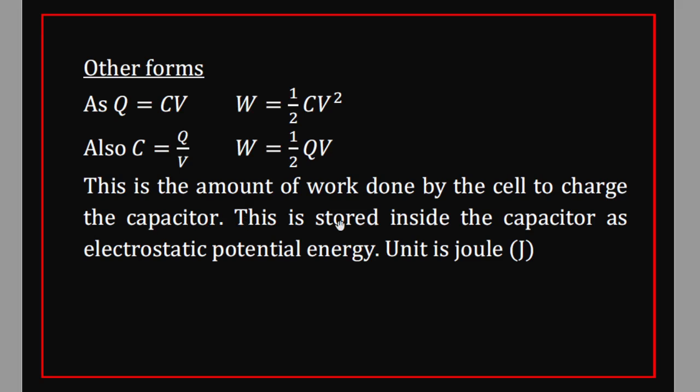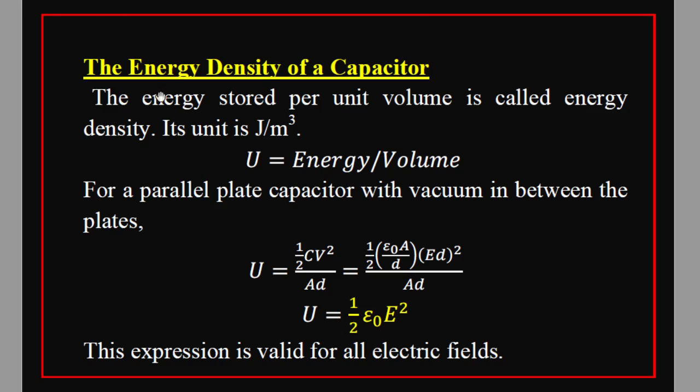And this amount of work done is stored inside the capacitor as the electrostatic potential energy, and it is measured in Joule. Now another term of the capacitor is called the energy density of a capacitor. As the name suggests, energy density means energy stored per unit volume, and the unit will be Joule per meter cube. It is represented by the letter U. So energy density U is equal to energy per volume.